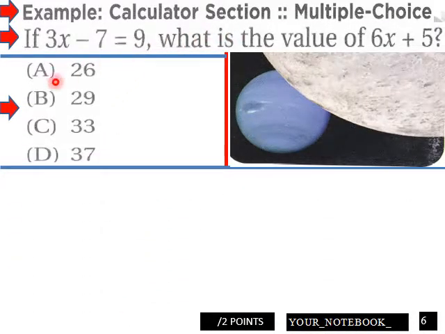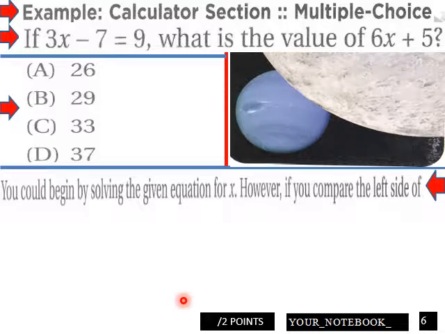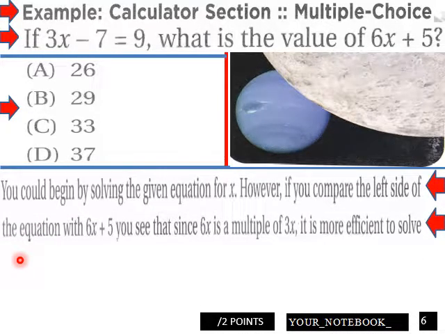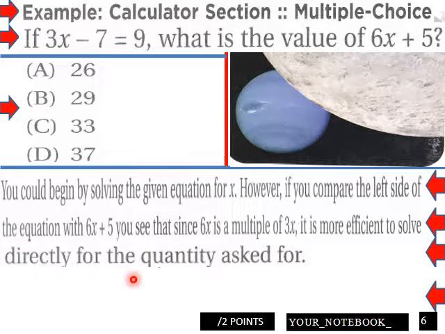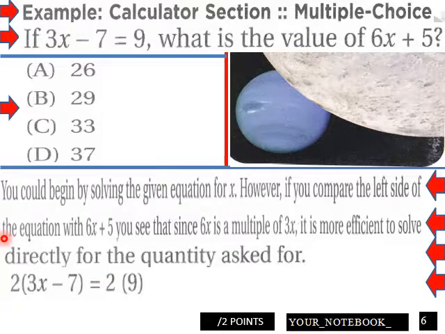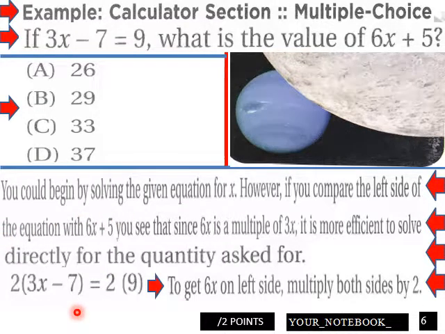Calculator section, multiple choice. 3x minus 7 equals 9. What is the value of 6x plus 5? And here are our possibilities. You could begin by solving the equation for x. However, if you compare the left side equation with that, you see that 6x is a multiple of 3x. It is more efficient to solve directly for the quantity asked for. 2 times 3x minus 7 equals 2 times 9. To get 6x on the left side, multiply both sides by 2.